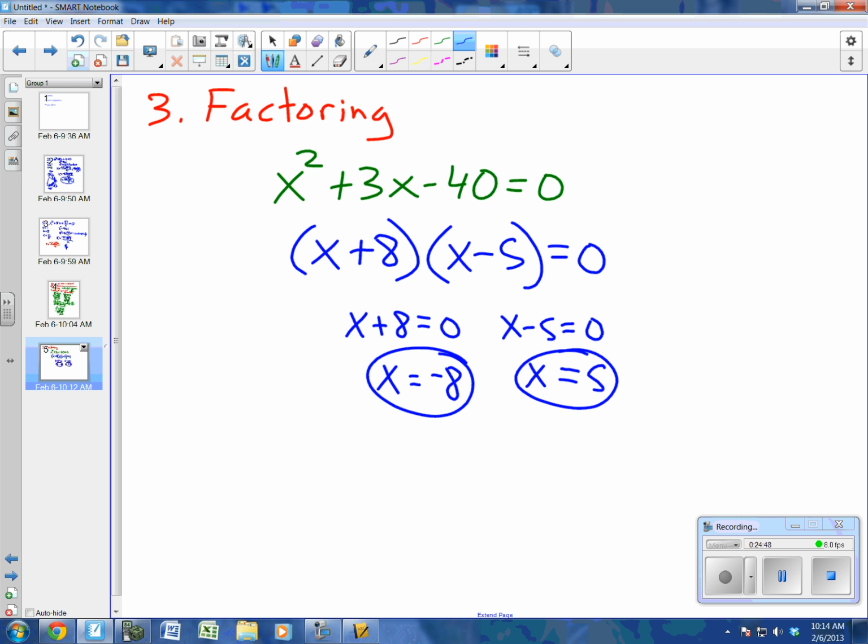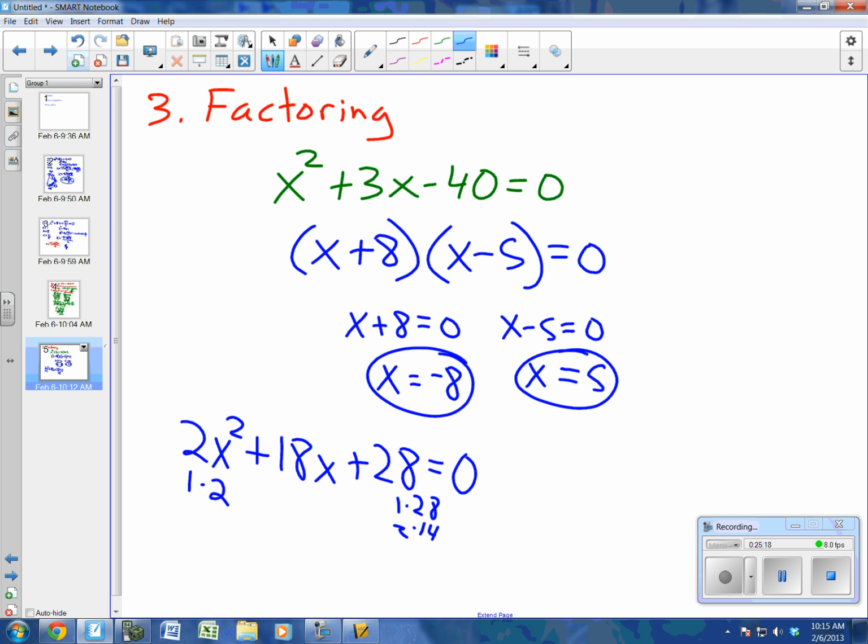Well, you know what? If it's a really hard problem, let's say I gave you something like 2x squared plus 18x plus 28 equals 0. This one's actually factorable. The problem is, that's 1 times 2 there. I have 1 and 28, 2 and 14, 4 and 7. Those are my possibilities there. I can see right now that 2 times 7 is 14, and 1 times 4 is 4. And 14 plus 4 add up to 18, which is my middle term.